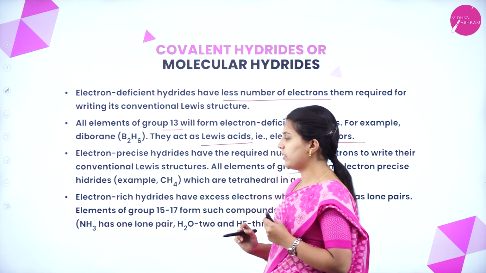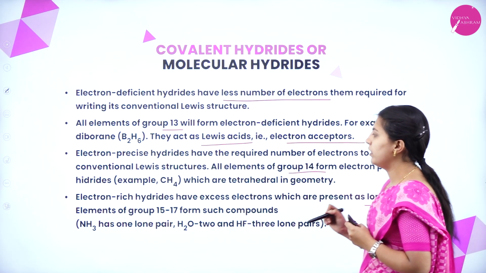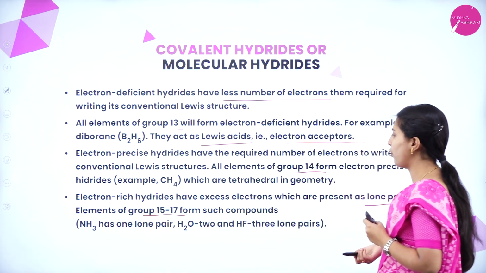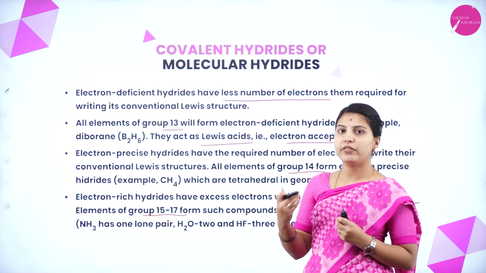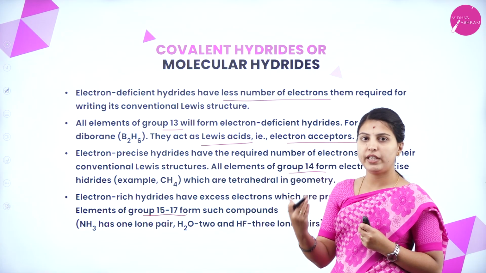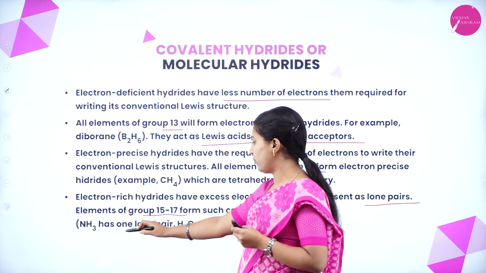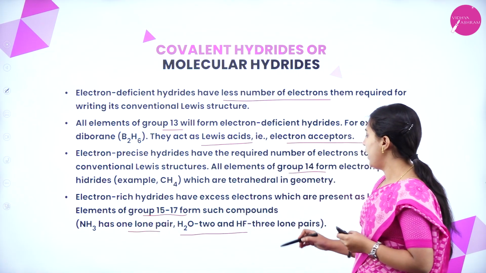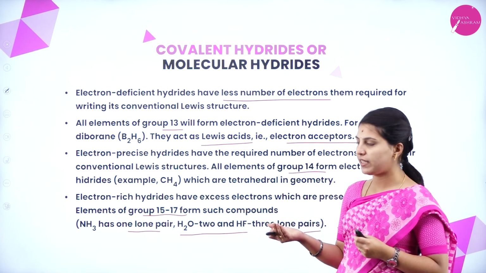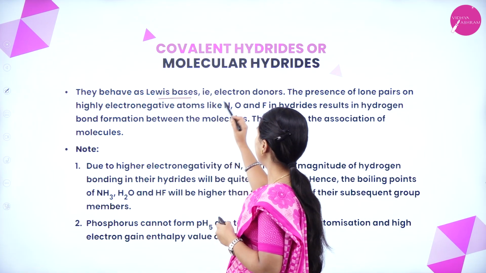Electron rich hydrides have excess electrons which are present as lone pairs, that will be formed by elements of group 15 to 17. Electron rich means more than required for the bonding, or more than valence electrons will be present and it will act as a lone pair. Example, ammonia has one lone pair, H2O has 2 and HF has 3 lone pairs. This is about electron deficient, electron precise and electron rich hydrides. They behave as Lewis bases, that is electron donors.